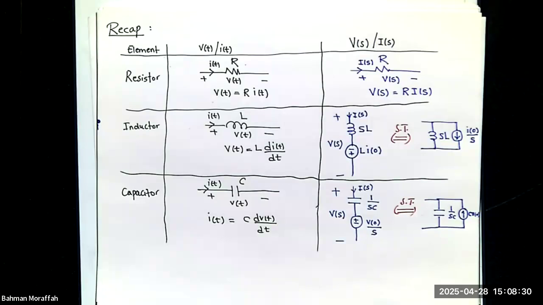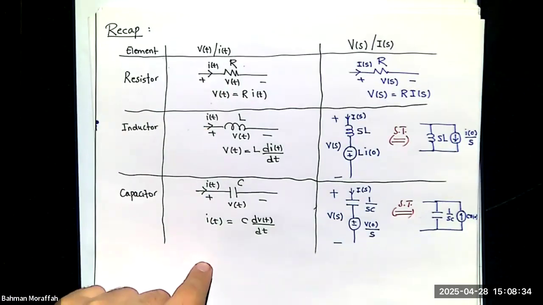The whole idea here is that I can replace any of these elements by their equivalent in the S domain. And as soon as I know how to convert it to the S domain version of it, the rest of it is a resistive circuit. I can treat all these elements as a resistor and use my favorite method to solve for whatever the question's asking. Okay? Let me quickly do an example.